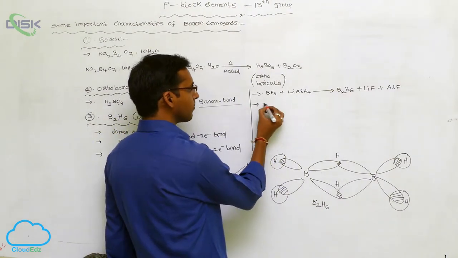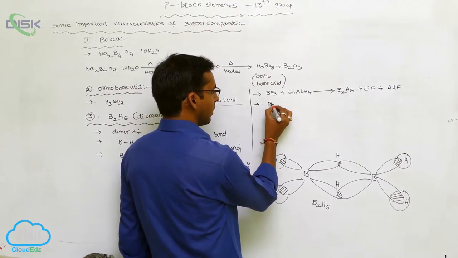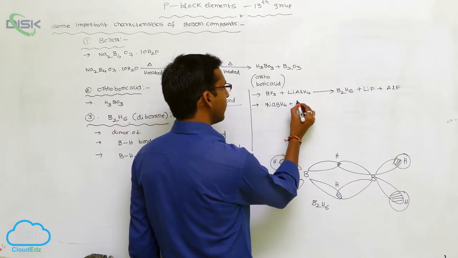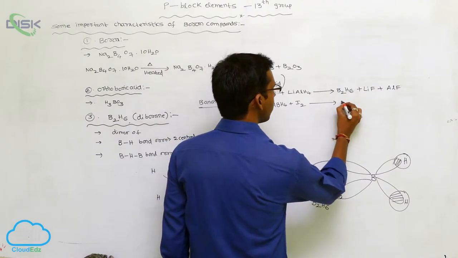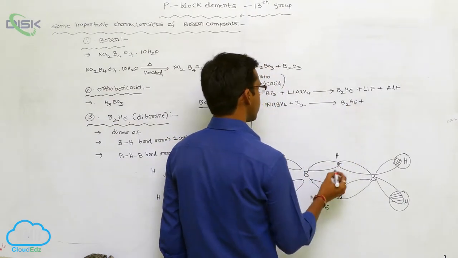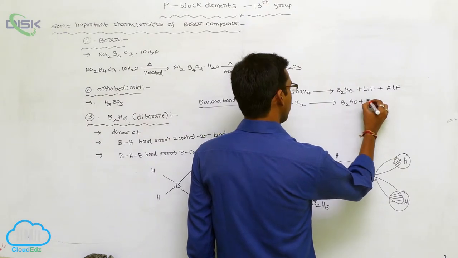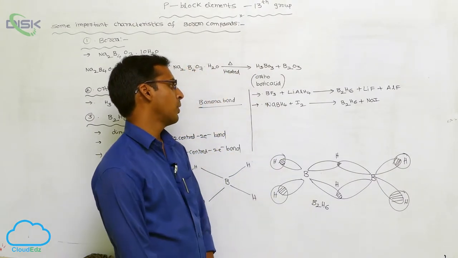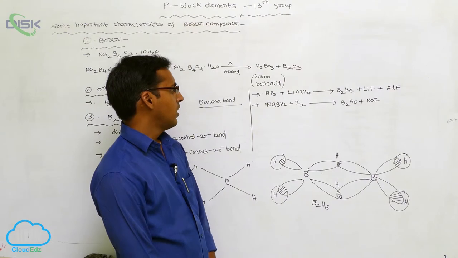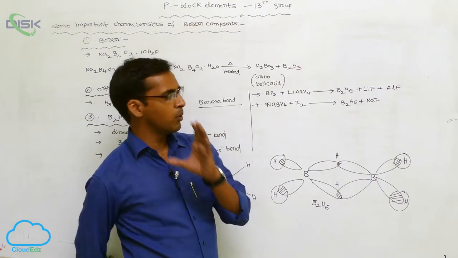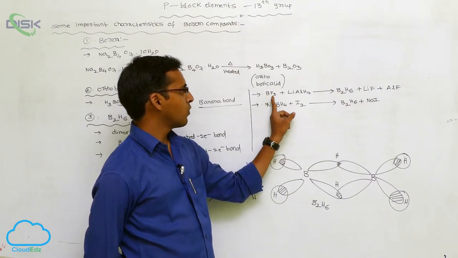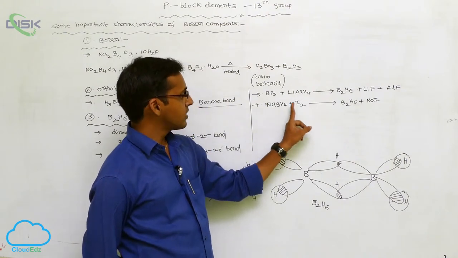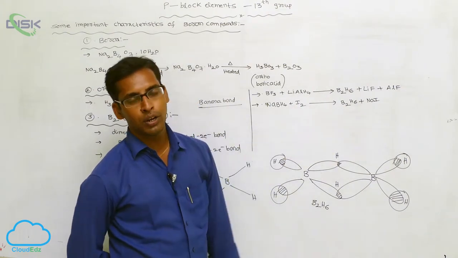Another preparation is sodium borohydride reacted with iodine. It forms diborane plus sodium iodide, Na+ I-. So this is the preparation method of diborane: diborane is prepared from boron trifluoride reacted with lithium aluminium hydride, or sodium borohydride reacted with iodine, which also gives the diborane product.